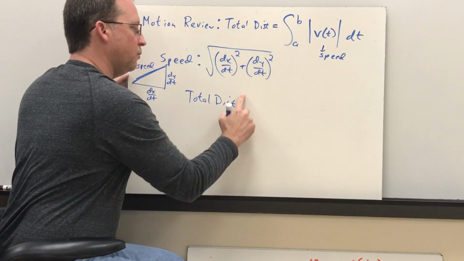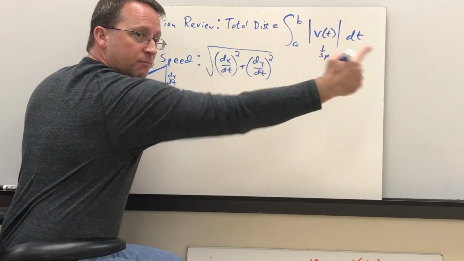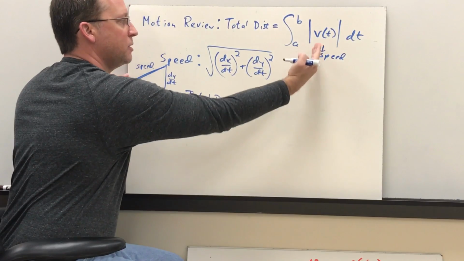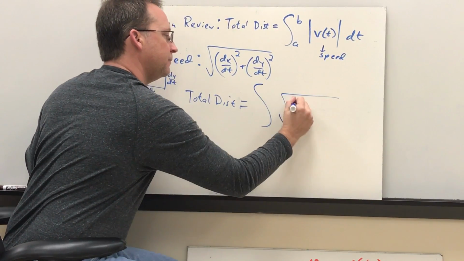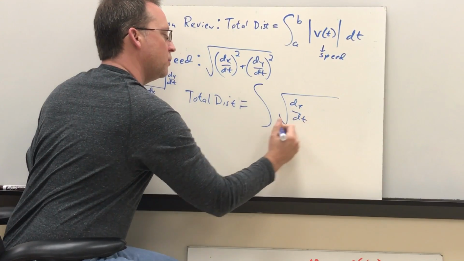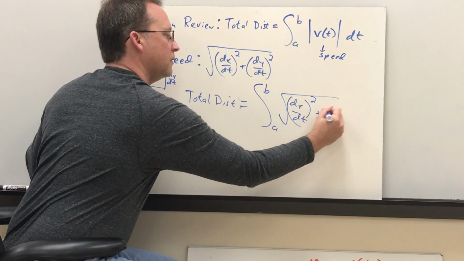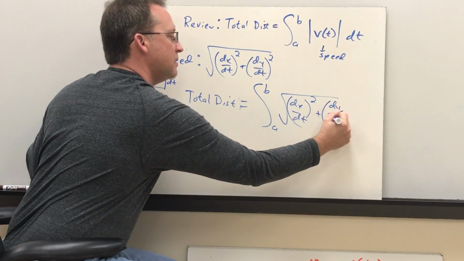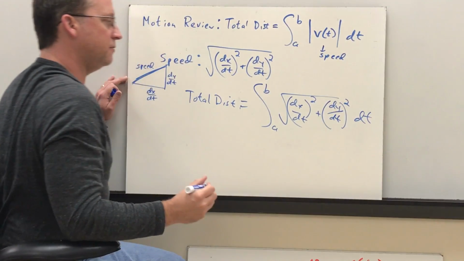Just like I did back in the day when we just had moving along the x-axis or something. Since this is the speed, if I integrate this speed, that'll give me my total distance traveled from wherever to wherever. So it's the same concept as it was before, but now everything's in terms of t.